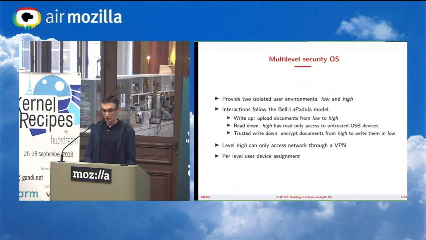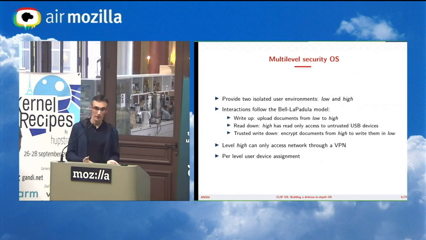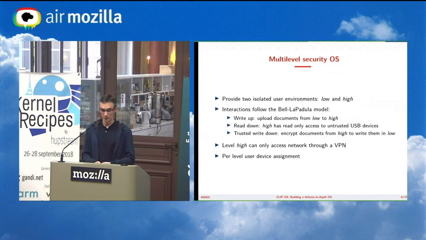The other important point about ClipOS is that it is built to handle multi-level security. The way we implement this is with two different environments for the end user, a low level and a high level. It follows the principle of the Bell-LaPadula model. In a nutshell, the user can use either the high or low level, but can only transfer data from the low to the high level in clear text. Transferring data from the high to the low level is only allowed if the data is encrypted.